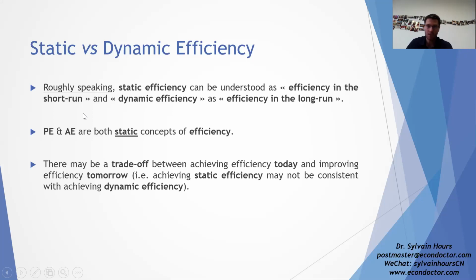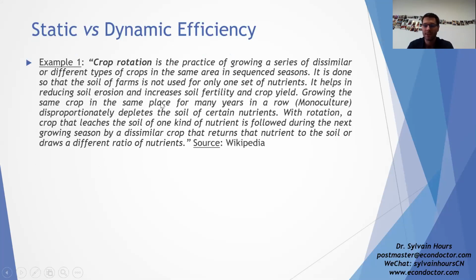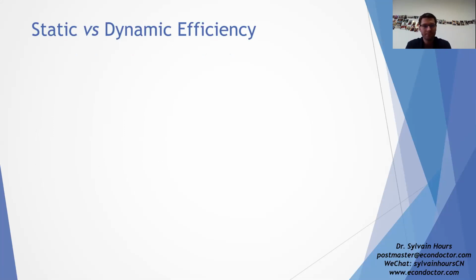So productive and allocative efficiency are static concepts of efficiency. And the problem with static and dynamic efficiency is that very often there is a trade-off between the two, which means that the decisions that you make that would be efficient from a static perspective might not be compatible with decisions that would be optimal over a longer period of time. That's what I write here: achieving static efficiency may not be consistent with achieving dynamic efficiency. So how about some examples?